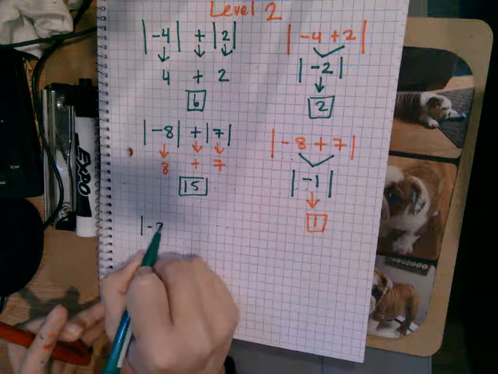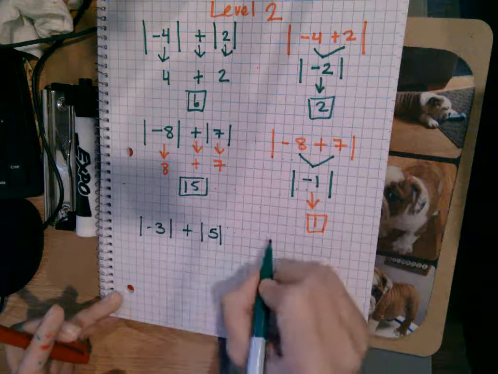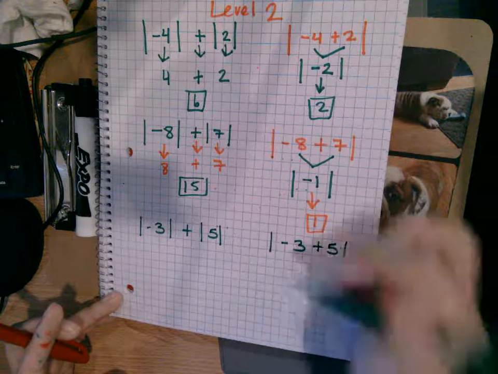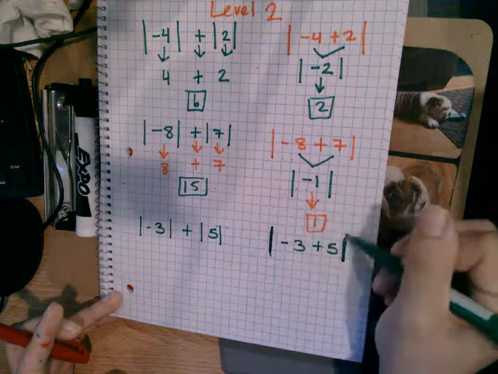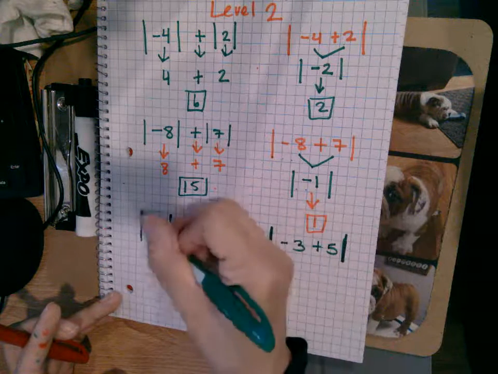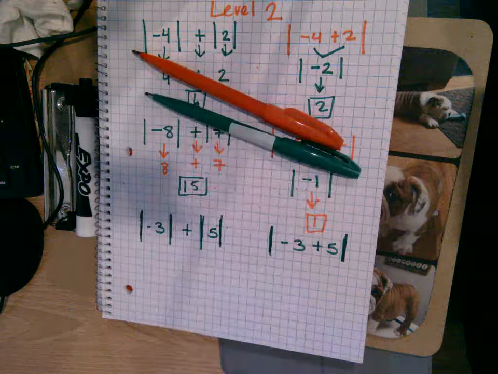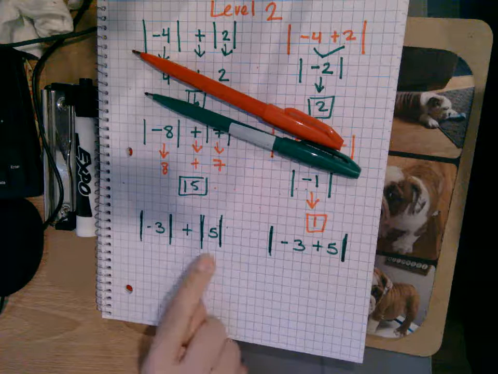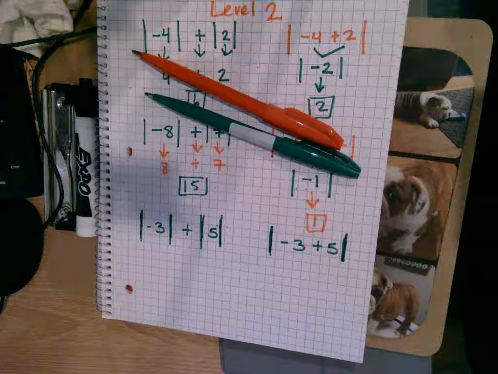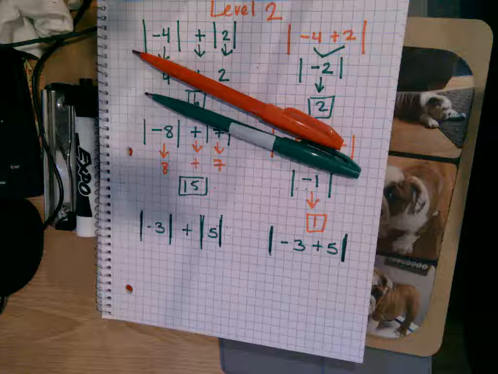Negative 3 plus the absolute value of 5, and negative 3 plus 5 all in the bars. Make sure your bars are longer so you can tell that they're bars. Sometimes kids write them the same size and then they think, oh, it's 151. No, it's not 151. All right, try doing that. Get a head start. Don't shout out answers.